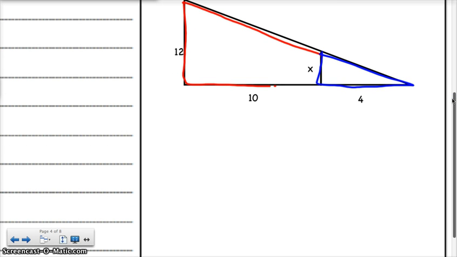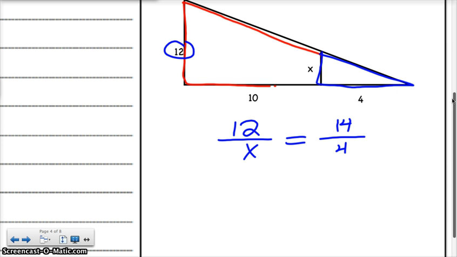Big triangle is to little triangle as big triangle is to little triangle. So for the big triangle length, you just pick one. I'm choosing to pick 12. 12 is to what? X. As 14 is to 4. Nice. 14, the big length, is to 4. You'd set up the proportion and you'd solve.